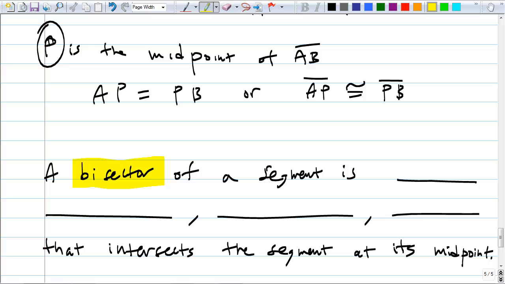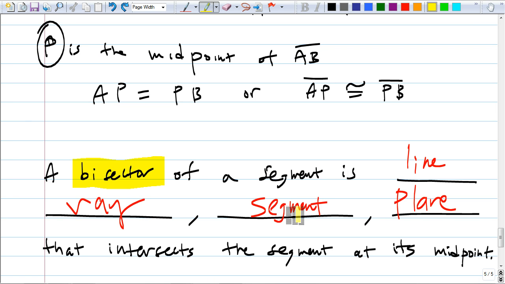How about Killa? Angle? No. Ray. Yeah, a ray could be a bisector. And there's the fourth one that people really don't think about. Raise your hand if you think you know. One person? Two? Oh, how about Jesse? Plane is correct. Yeah, because a plane could go through a line segment in the middle. And that plane is called a bisector. That's the one that's bisecting that segment.